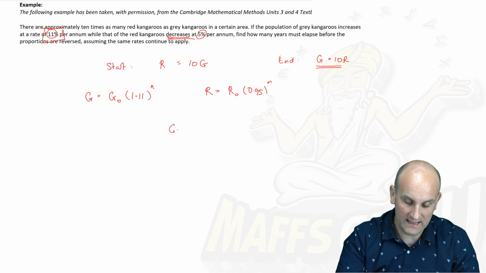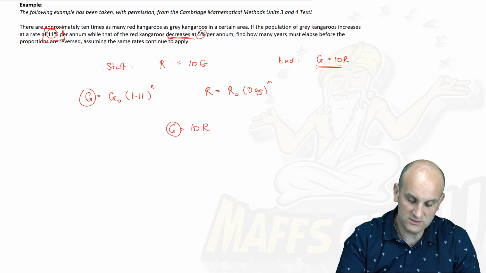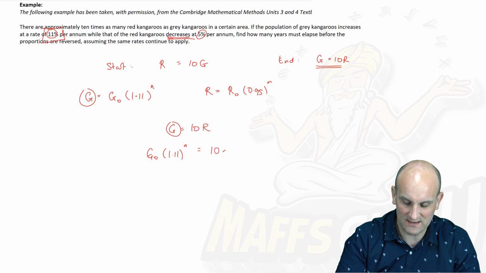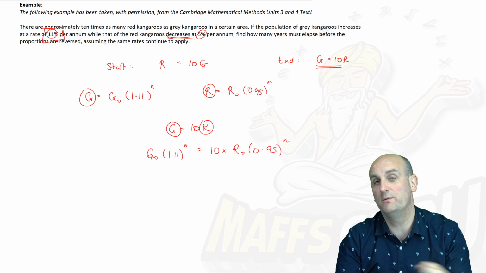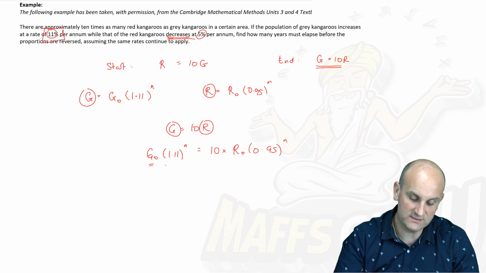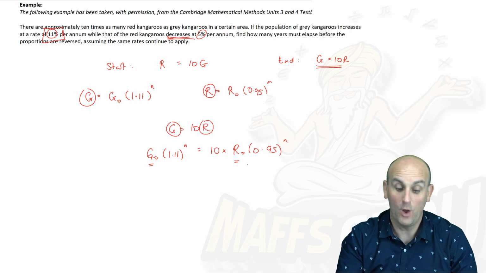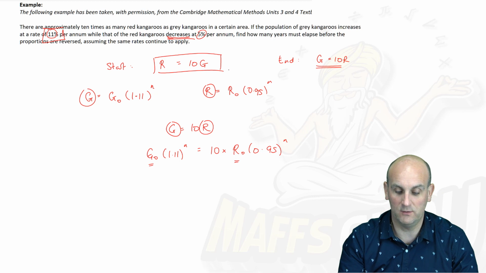But we know that later on we're looking for at what point the number of grey kangaroos will equal 10 times the red kangaroos. So I'm now going to say, well, I know that G and G here are the same. So I have G0 times 1.11 to the power of n is equal to 10 times R, which must be the value of R, which is R0 times 0.95 to the power of n. Now, we have a small problem here because I've got way too many unknowns. But is there a way of me referencing the number of red kangaroos and grey kangaroos at the very start of this? Well, that's exactly what we wrote here. That's exactly the same as R0 and G0.